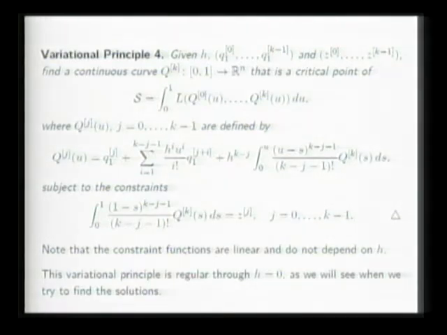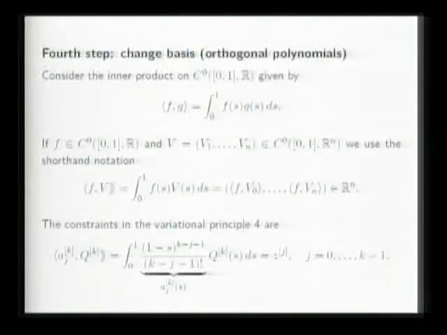And the constraints on qk are given by some quantities zj. The idea is these zj are the final boundary values in this case. Now these constraints are linear functionals of qk. Okay? You just integrate. This principle is already regular. You could solve it, but we will use an extra step in order to have nicer computations.